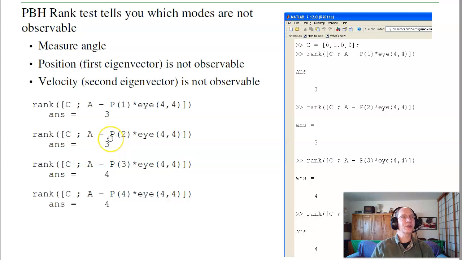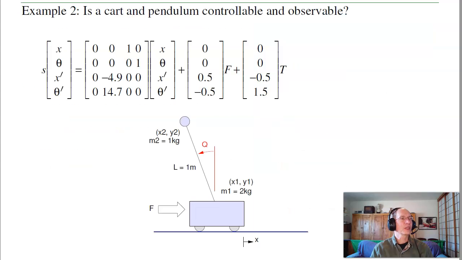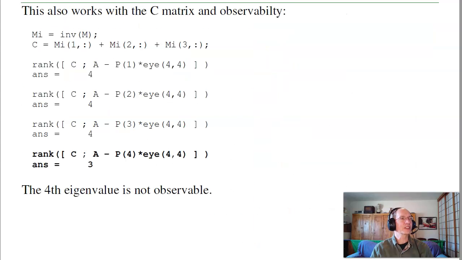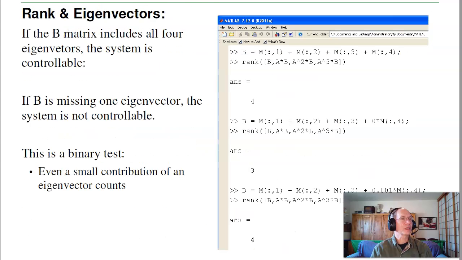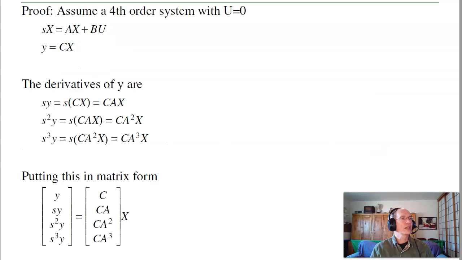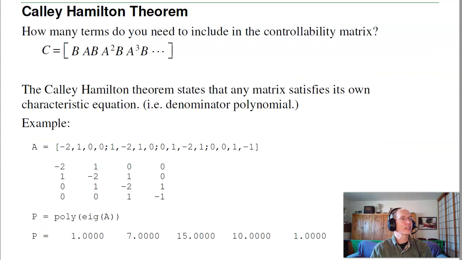So in summary, I've got controllability, observability. Controllability is, there's a couple ways to find it. The most common one is the controllability matrix. There's also the PBH test. If the controllability matrix is full rank, the system's controllable.